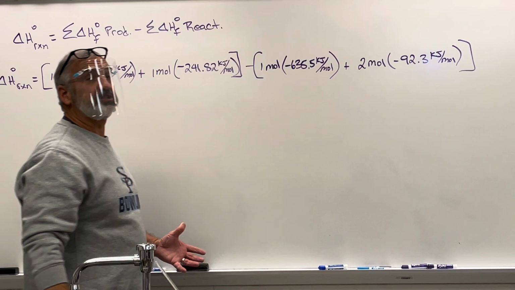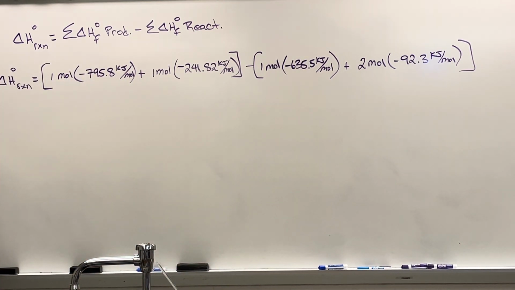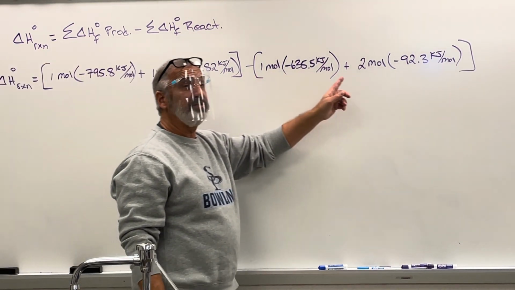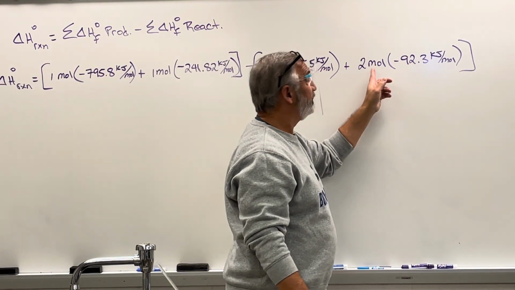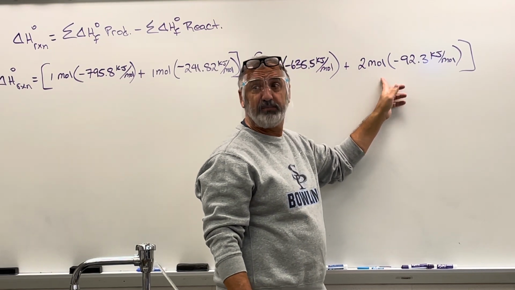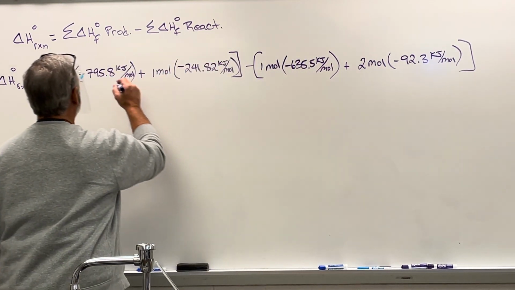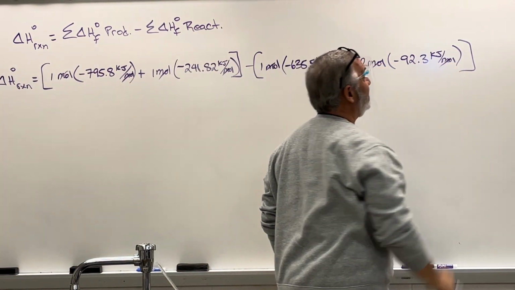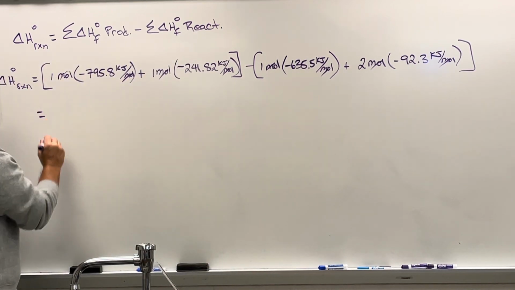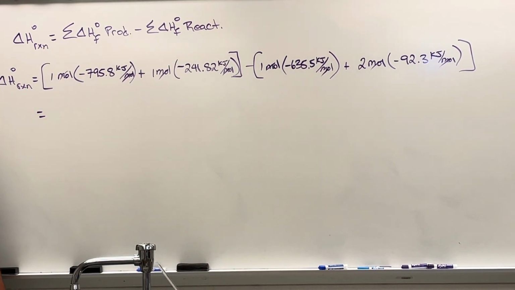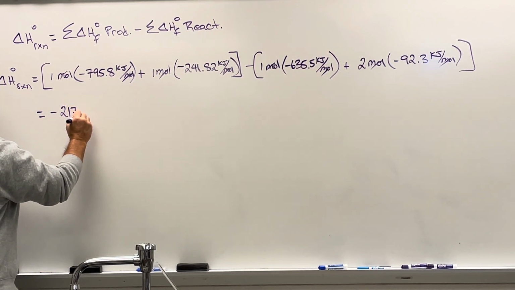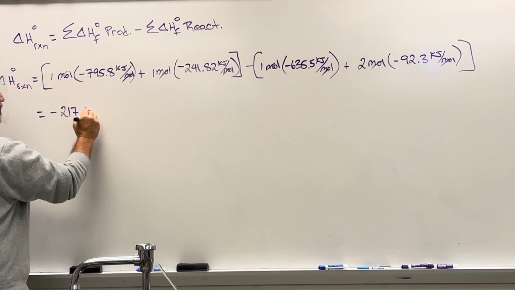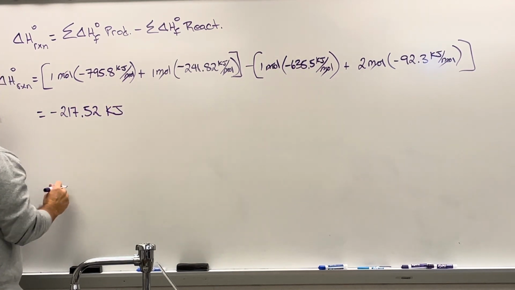Okay, so it's really just plugging into this formula. That's all you got to do. These values again are all given. The only thing you have to know is that this is kilojoules per mole. So if we're making 2 moles of it, whatever the coefficient is, we have to multiply by the coefficient. Moles all cancel. So that leaves us, what number? Negative 217.552 kilojoules.